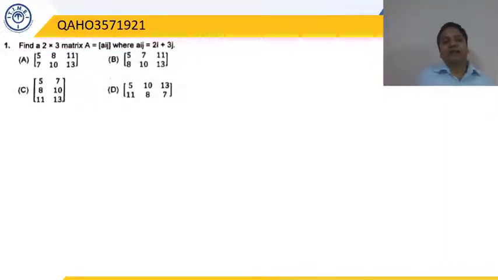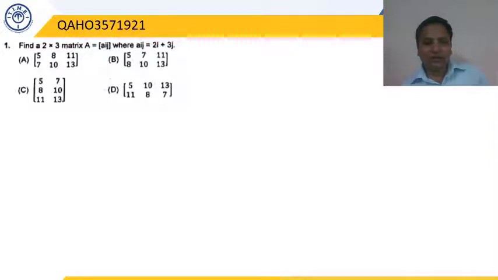We have to find the 2 by 3 matrix A for which the elements of the matrix are given as aij = 2i plus 3j. i stands for number of rows and j stands for number of columns, 2i plus 3j. So you have to apply this formula 2i plus 3j to find this matrix. It's a 2 by 3 matrix.